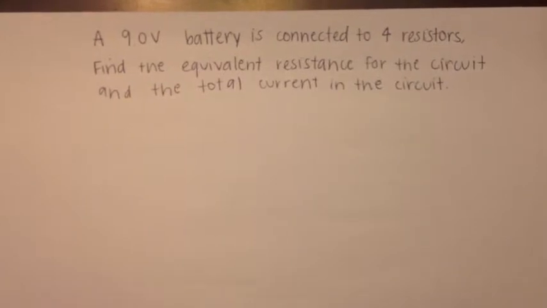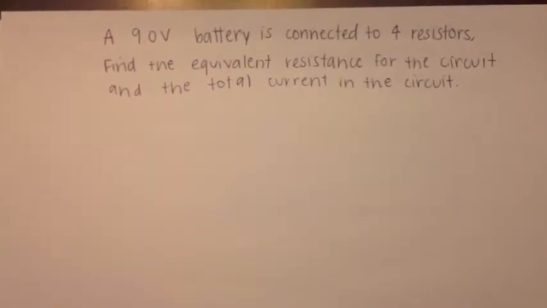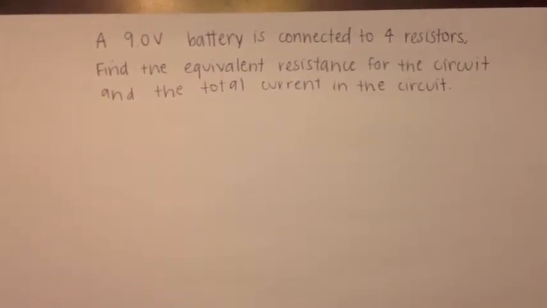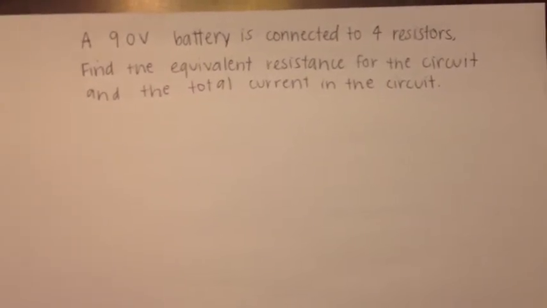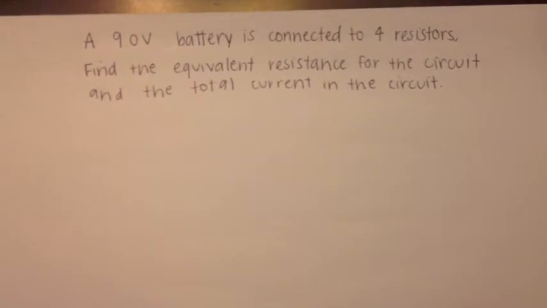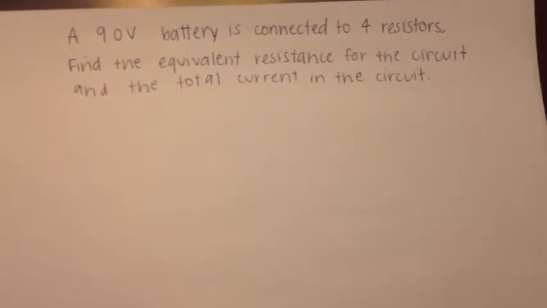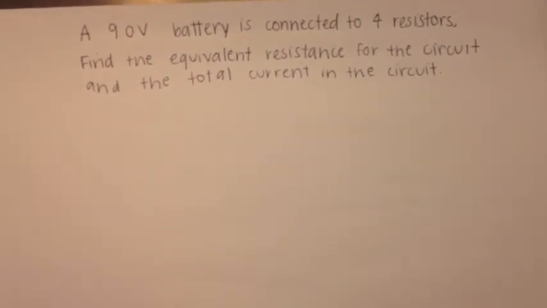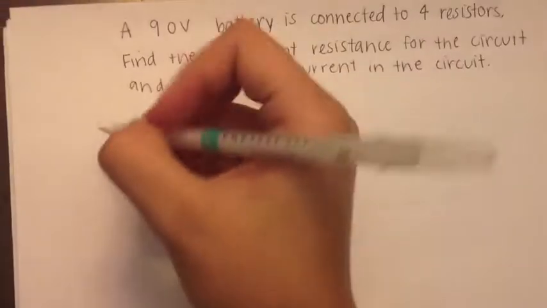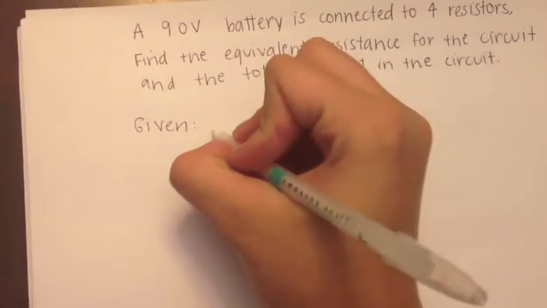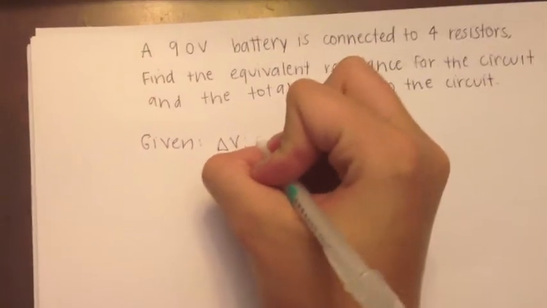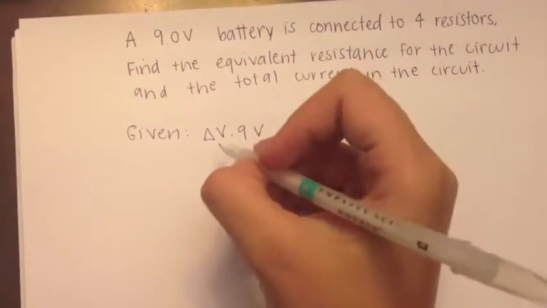So in my problem for resistors in parallel, I have a 9-volt battery that is connected to 4 resistors, and I'm going to find the equivalent resistance for the circuit and the total current through the circuit. So first I am given the value of the volt, which is 9 volts.